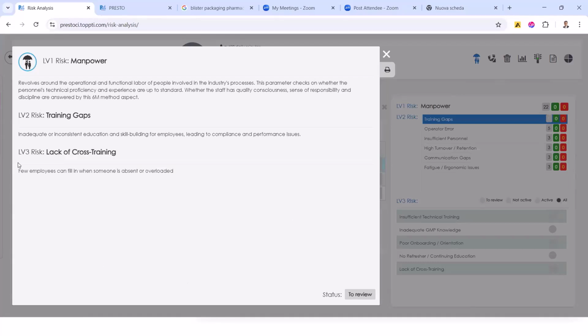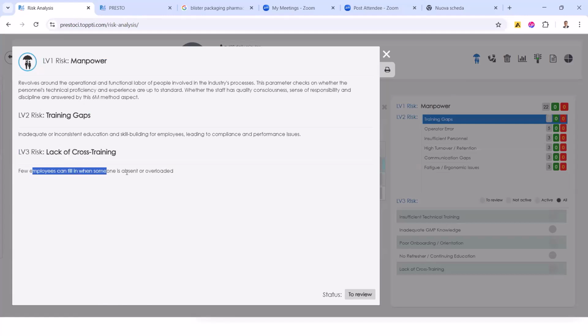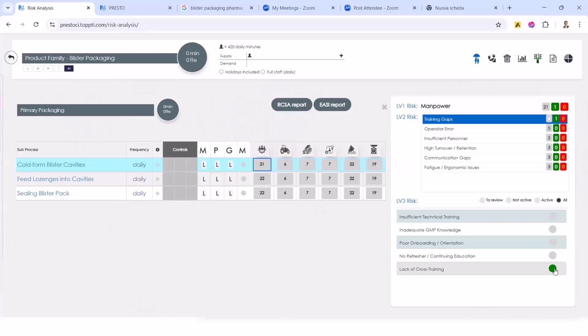But at this point in time, process owner is going to look at this. He's going to say, does this risk, fewer employees can fill in when someone is absent or overloaded? And now you're asking your process owner to say, is this risk present? In other words, is it active? Is this something we need to be worried about? Or is it not active? In other words, no issue, no problem. So I close that and you can see immediately green light, no problem.